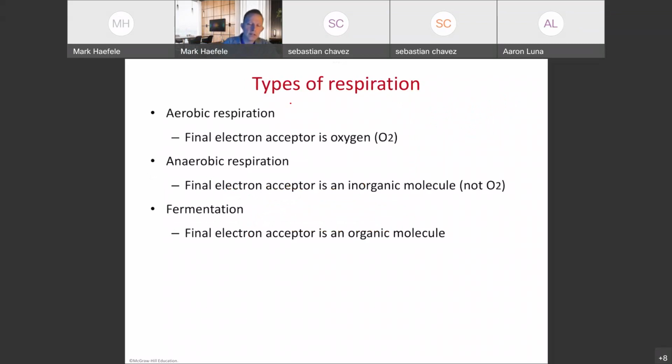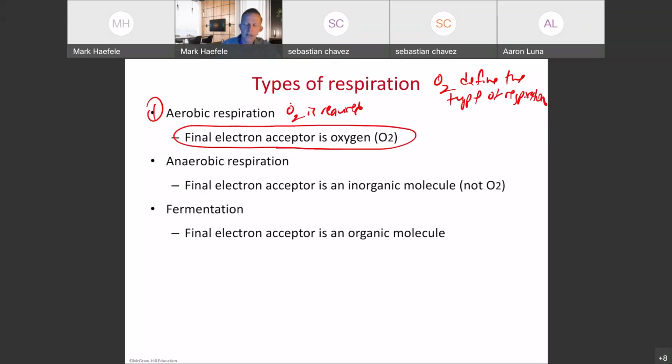There are basically two different types, and it really comes down to whether or not you use oxygen. Oxygen defines the type of respiration. So when you take a look at aerobic respiration, this is a situation where oxygen is required, because oxygen is what's referred to as the final electron acceptor. So that final batch of electrons goes to oxygen, and that's its final electron acceptor.